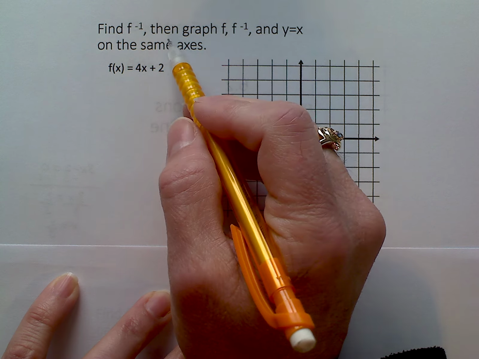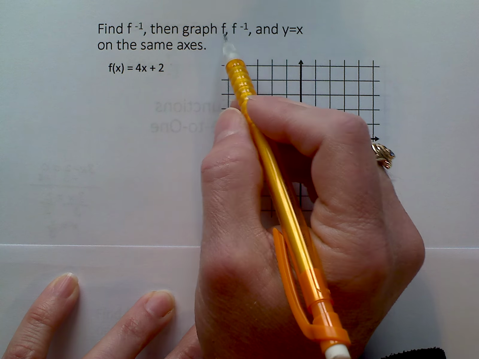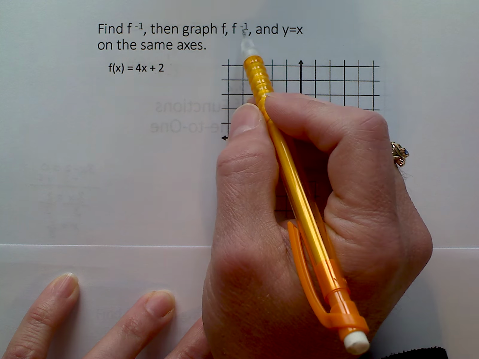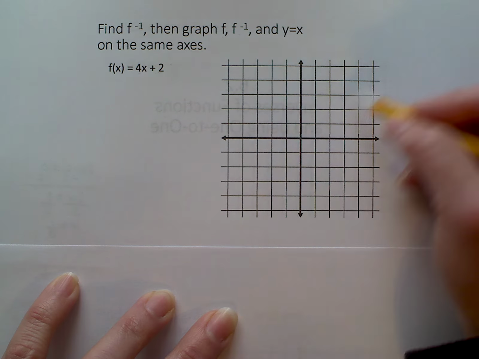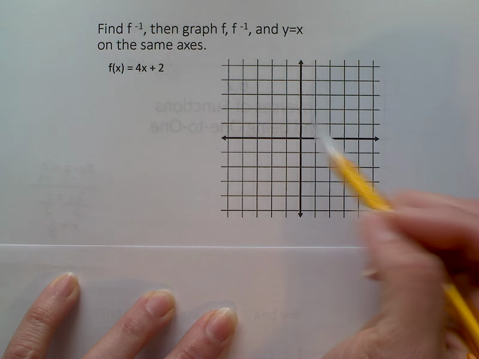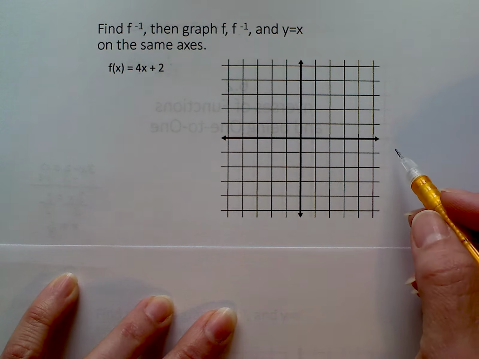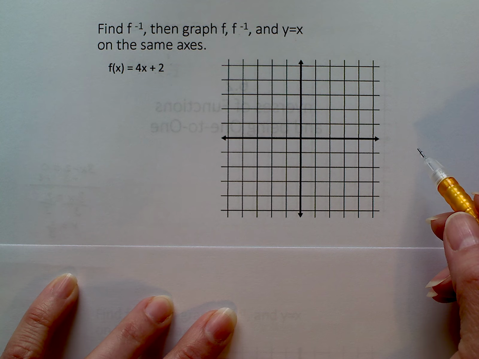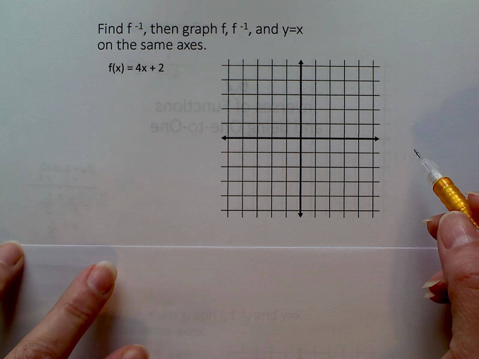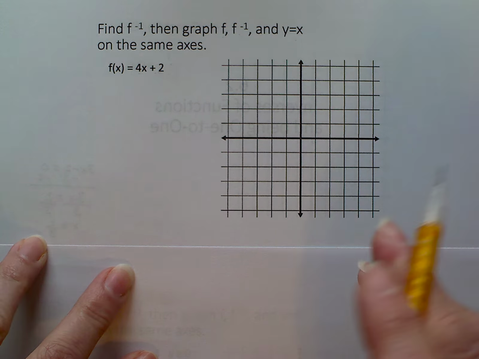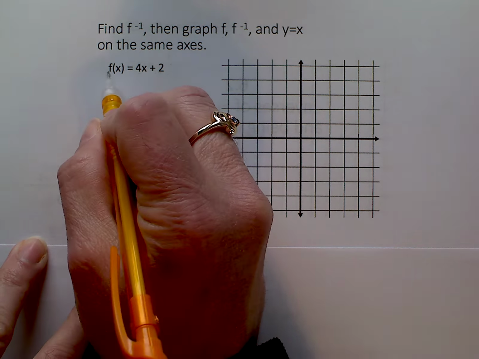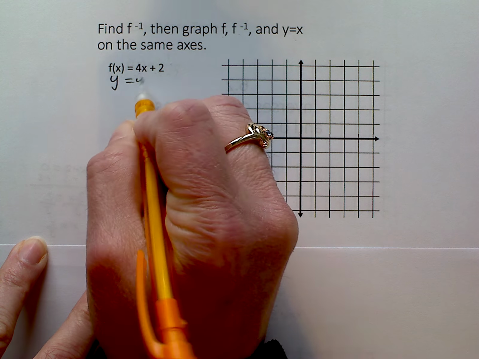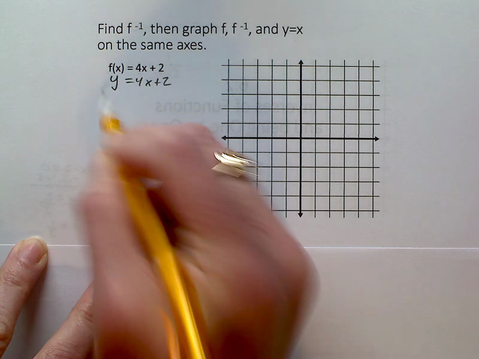And then we are going to graph f, which is this function, f inverse, the one that we find, and y equals x, that diagonal line, all on the same axes. So that's what we were just doing a second ago. So we're just going to do it with functions this time. Alright, remember our rule? Switch x and y, solve for y. So f of x really means y, doesn't it? So it's really this equation.